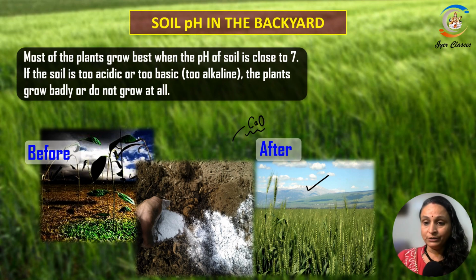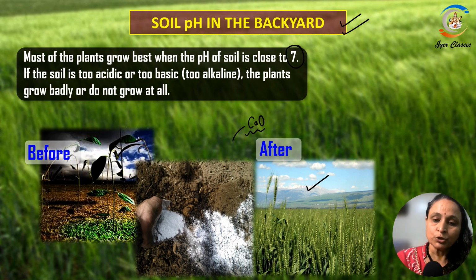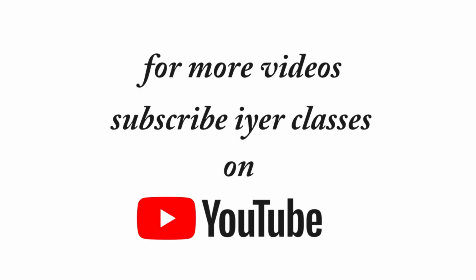So in order to have a better yield in the field, or maybe better flowers in your garden, you should always test the soil. It should be close to 7. If it is acid, add base. If it is base, then add acid. Treat the soil and then start growing something. Right? This is the reason why you should know about the pH of the soil in your field or in your backyard. Right?